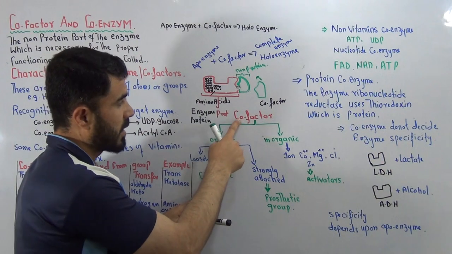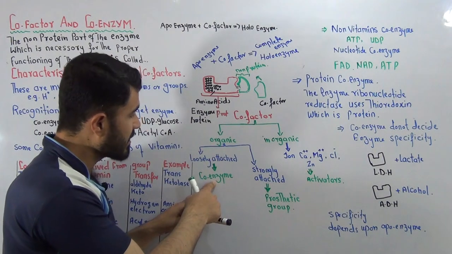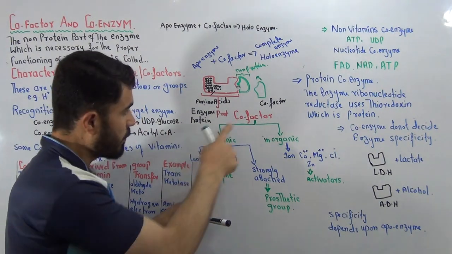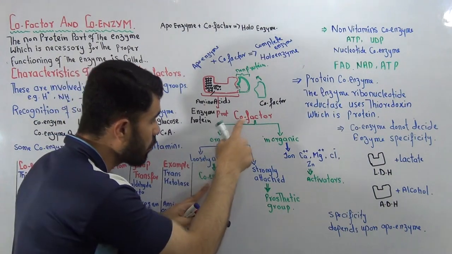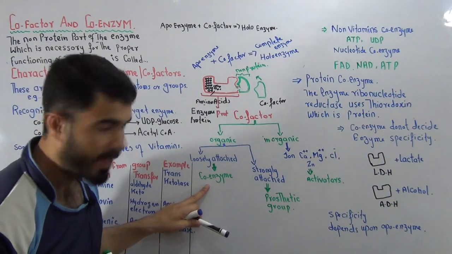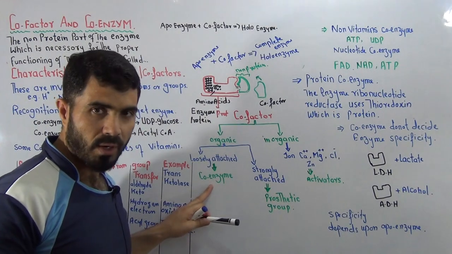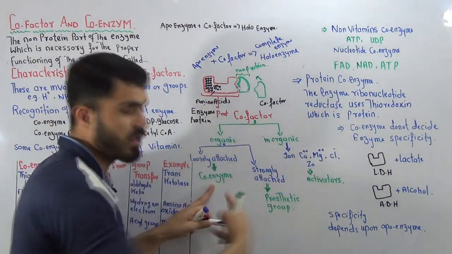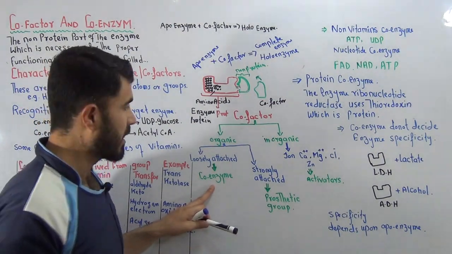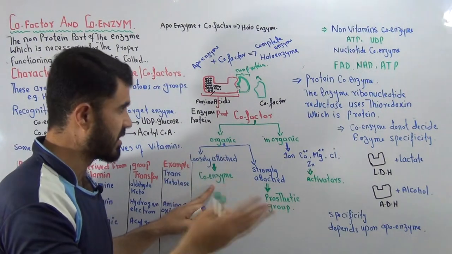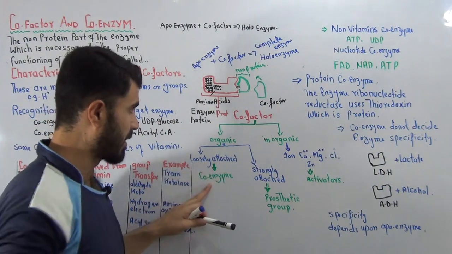So a cofactor becomes a coenzyme when it satisfies these two conditions. If a cofactor is organic and loosely attached, then it will be called a coenzyme. Biochemists usually use the word coenzyme for all of these cofactors, so there is no problem. You can use these words interchangeably, cofactor or coenzyme. But being a student, you have to make the difference clear.